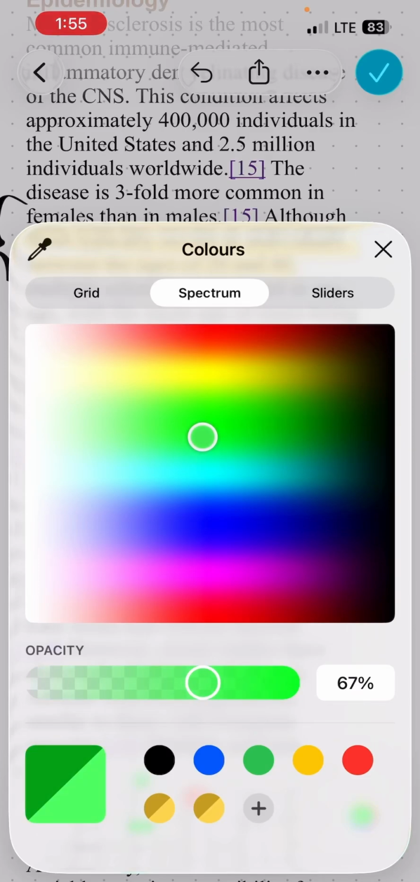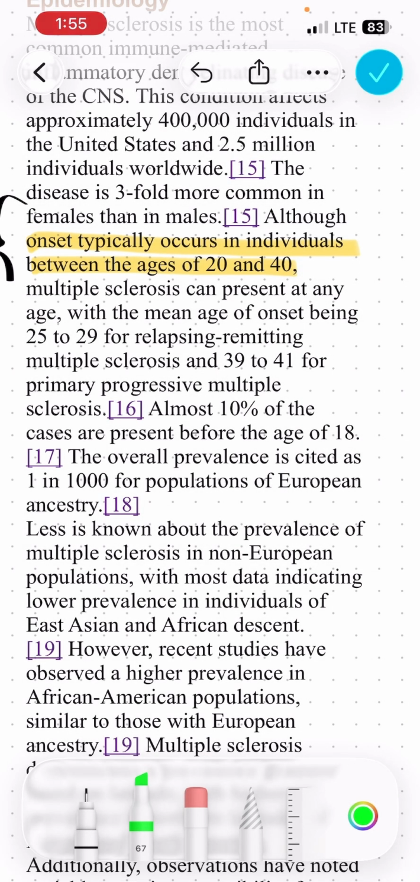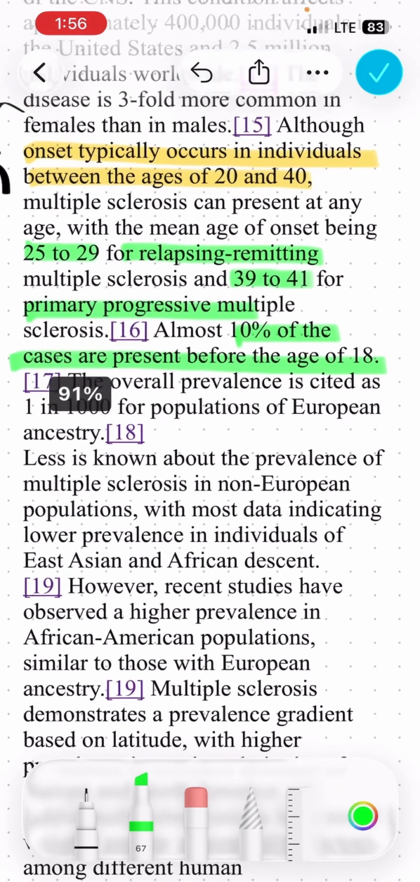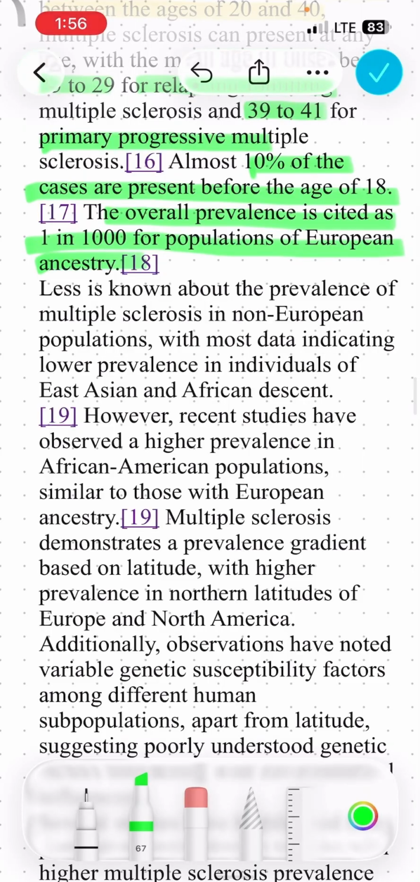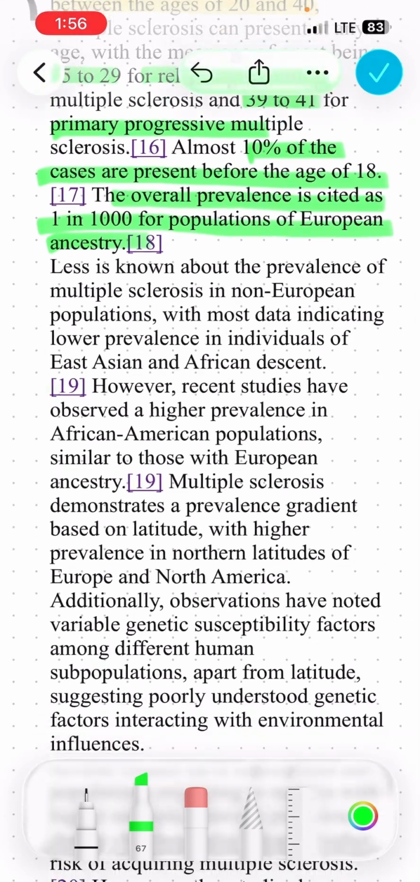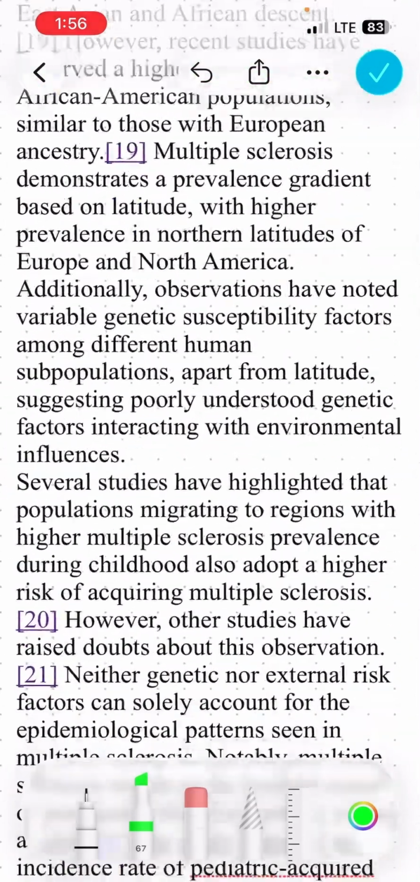Lighter color. So multiple sclerosis can be present at any age, with a mean age of onset between 25 to 29 for relapsing remitting, 39 to 41 for primary progressive, and almost 10% of cases present before the age of 18. As we were talking about Europeans, the overall prevalence is cited as 1 in 1000 of the population for European ancestry, lesser in non-European.